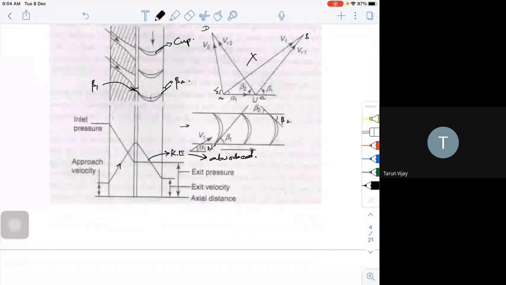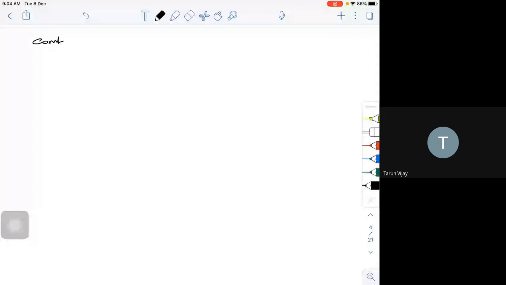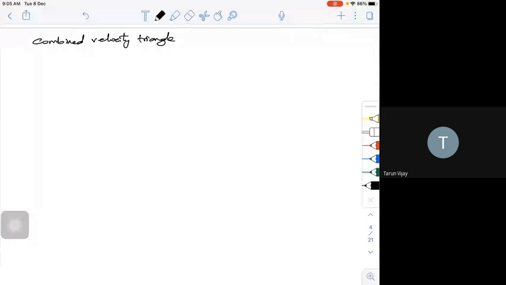Now, there is some velocity triangle which is given, but I want to draw and show you the combined velocity triangle. If I take one as inlet and two as outlet, what is one actually? One is nothing but the high pressure side where the fluid enters, and two is nothing but the low pressure side where your fluid will exit.